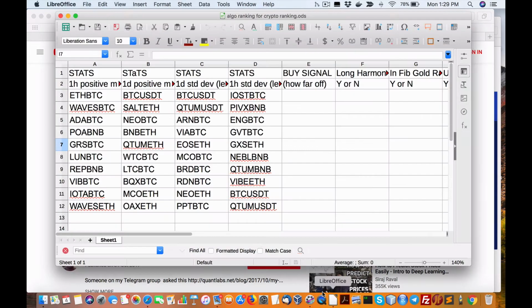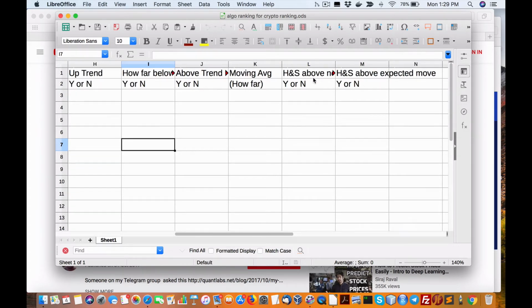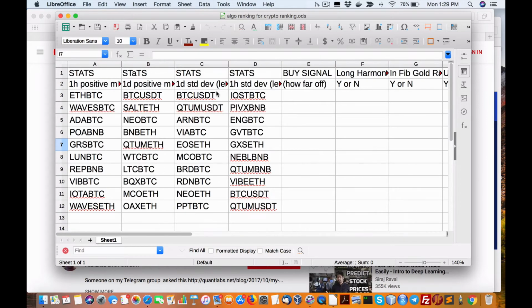So here in the spreadsheet are all of the parameters I'm using. I'm using 8 now. Actually, it's 6, 7, 8, 9, 10, 11, 12, 13, 14. But really, it's divided by 2.